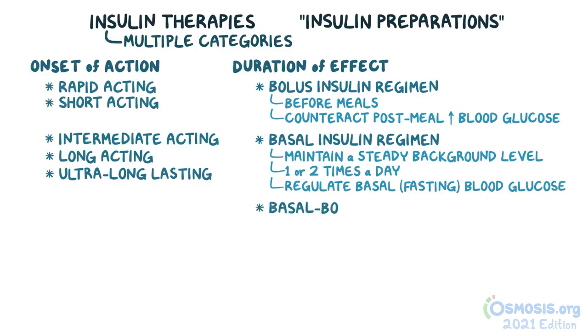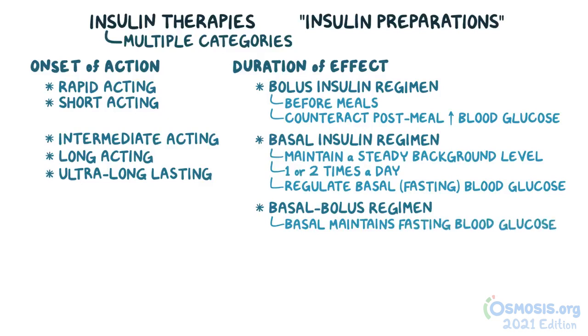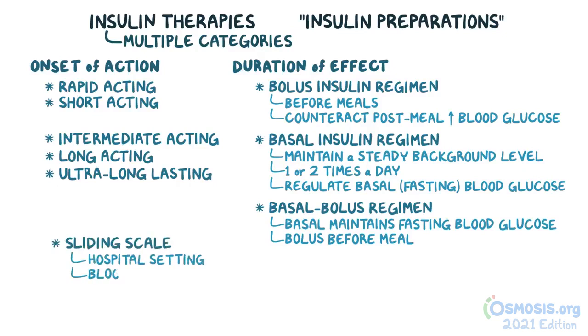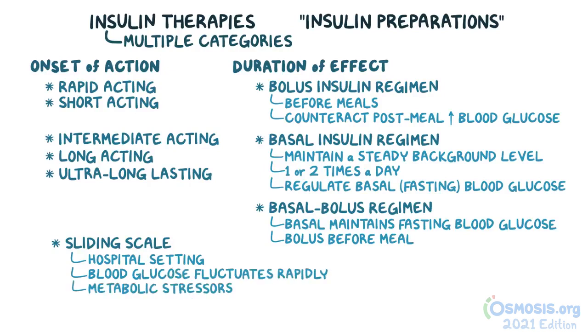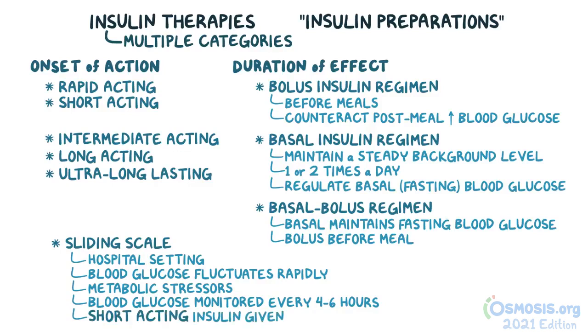Next up, there's the basal bolus regimen, where a basal insulin is used to maintain fasting blood glucose levels and a bolus insulin is taken before meals. Lastly is the sliding scale regimen. This regimen is typically reserved for hospital settings where a person's blood glucose level could fluctuate rapidly due to metabolic stressors like infections or other illness. In this regimen, every 4 to 6 hours the person's glucose level is measured and an appropriate dosage of short-acting insulin is given.